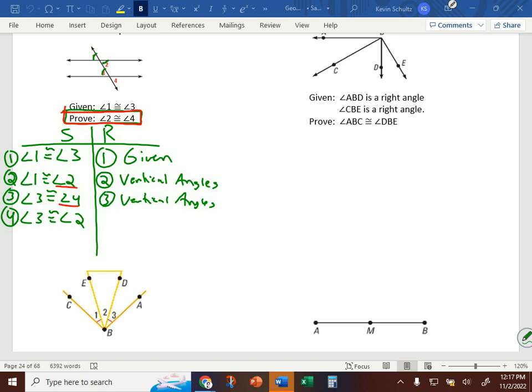I also said you could use substitution because if angle 1 is congruent to angle 3, then 3 can be substituted in for angle 1 in any expression or equation. So if we replace angle 1 with angle 3, we've substituted it there. In this case, both properties work.